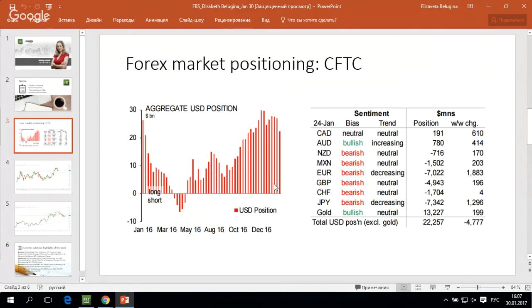And I'd like to point your attention to the big bullish position we have in gold. If we have a look at the market of gold, we saw that traders start to fix these bullish positions. But we'll see that later when we look at the chart.